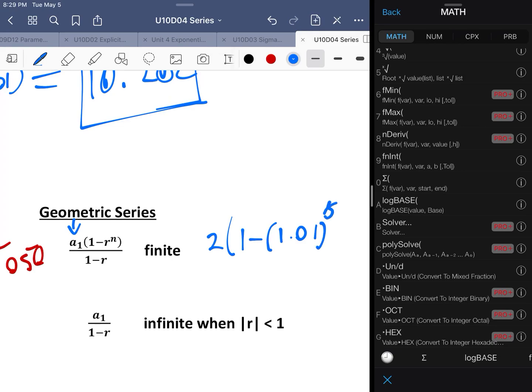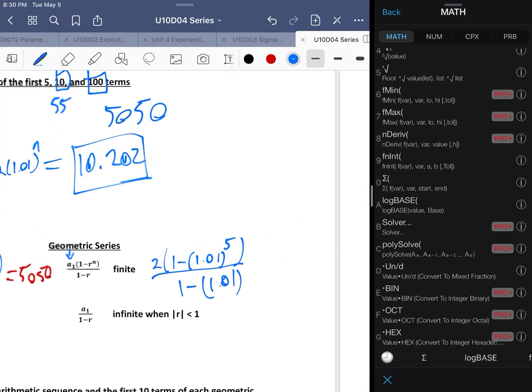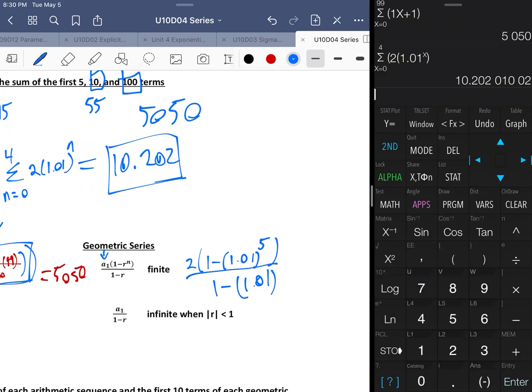We did 5 terms, so we're going to say 5. And then we are going to divide this by 1 minus the common ratio again, 1.01. We should get the same answer we got a minute ago, so let's just try that. So in my numerator, this calculator is not like a regular TI, so I can't do fraction mode on here, so I'm just going to be very careful.